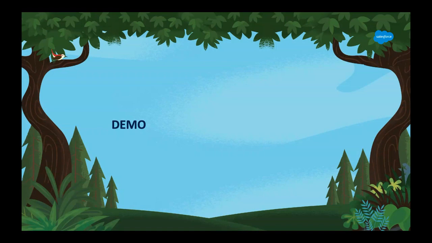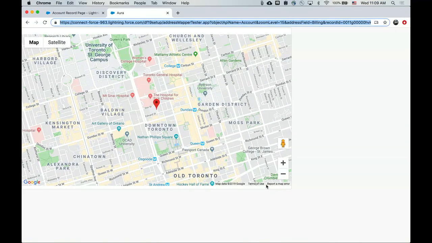Now let's switch over to a demo where we're going to take this Lightning Web Component that we built and make it available for use in the app builder. This component uses the Lightning Map base component under the hood. We've done a bunch of testing with it.